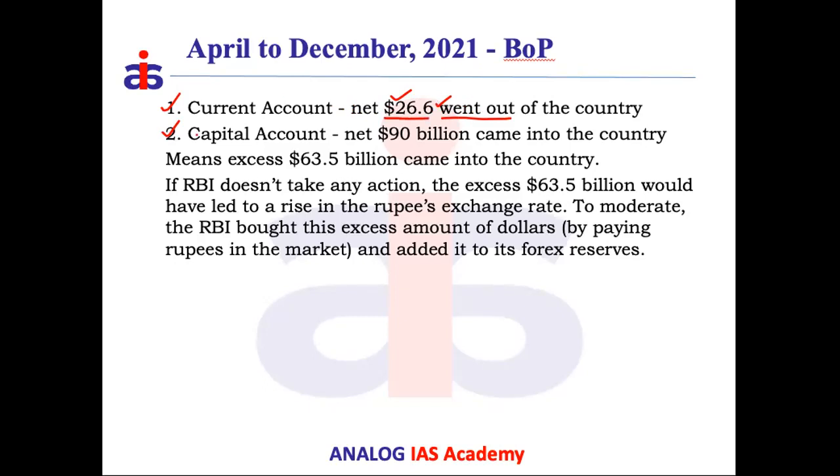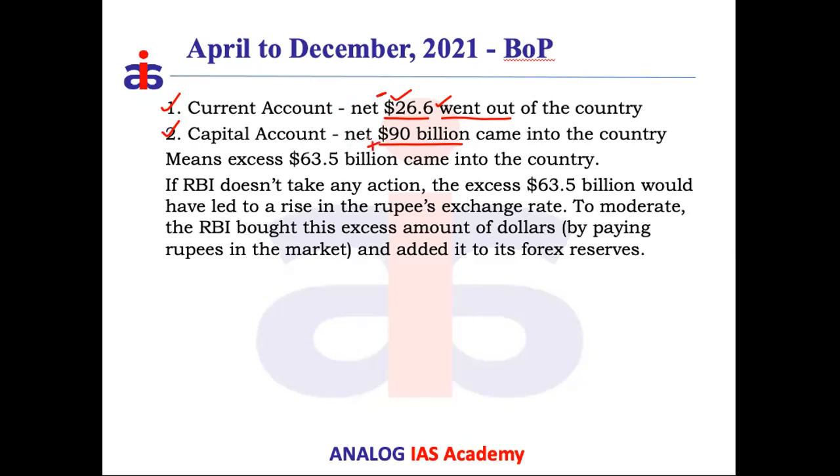With respect to the capital account, that means investment coming into India and investment going out of India, you can see that there is a positive $90 billion. That means $90 billion more money has come into India in the form of investment, rather than Indian people taking money out of India in the form of investment. So in the capital account there is a surplus. In the current account there is a minus.